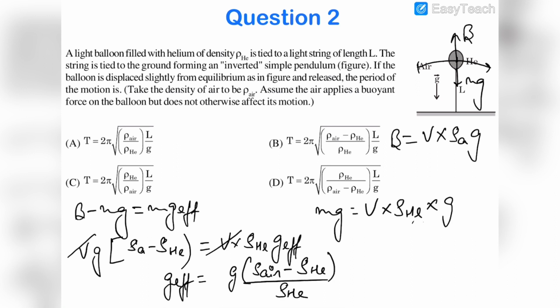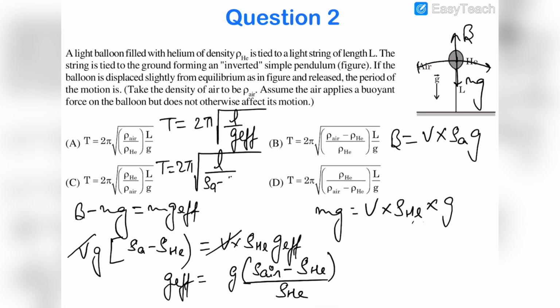Okay, and this is g effective, and we know that the time period of this pendulum would be 2 pi under root of L by g effective. So time period will be equal to 2 pi under root of L by g effective, that is, rho air minus rho helium upon rho helium. So you can see that the correct answer would be option D. Now we move on to the next question.